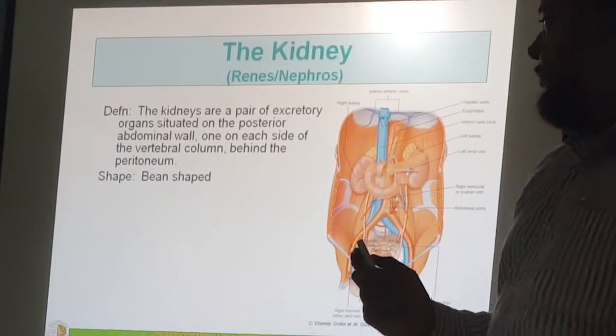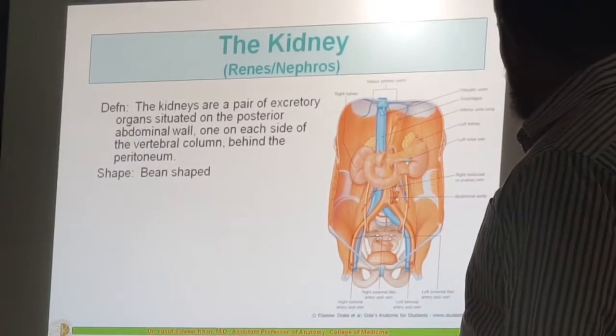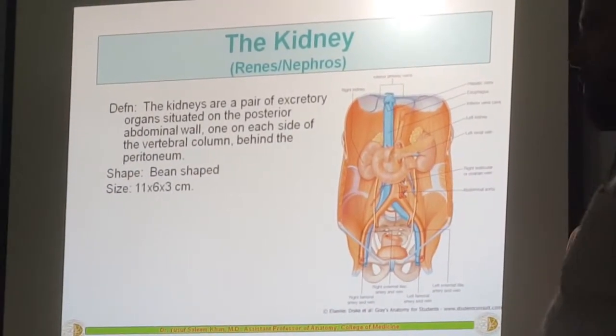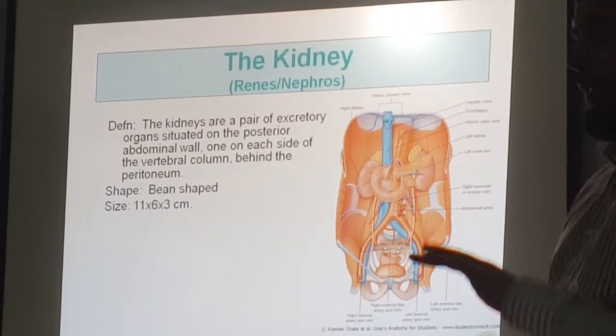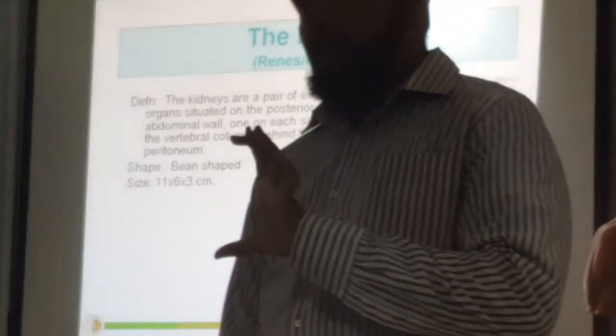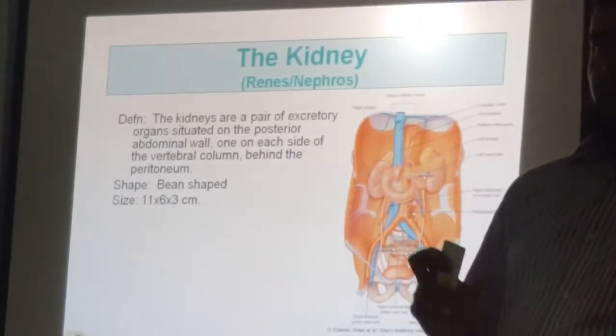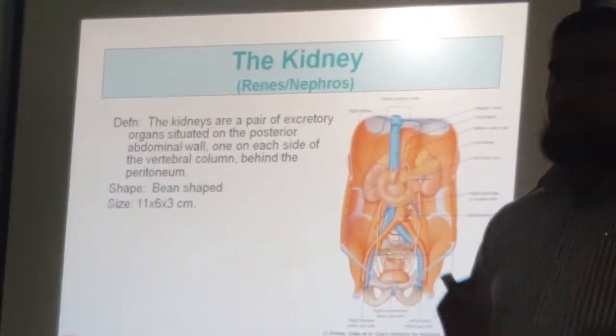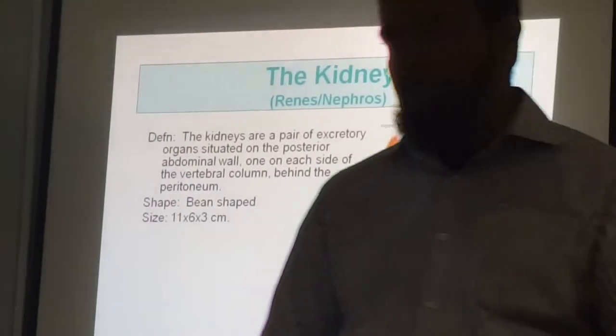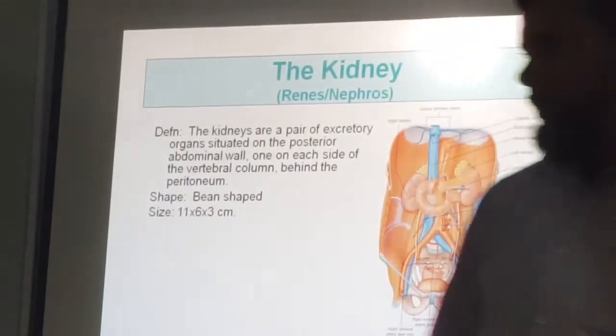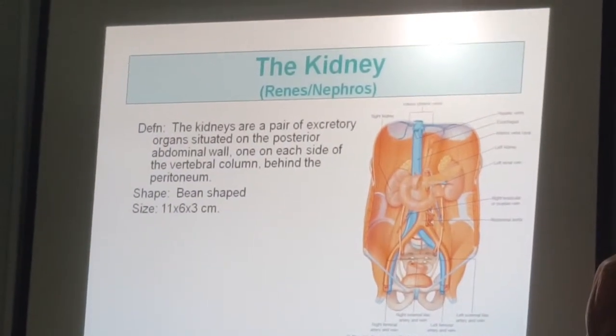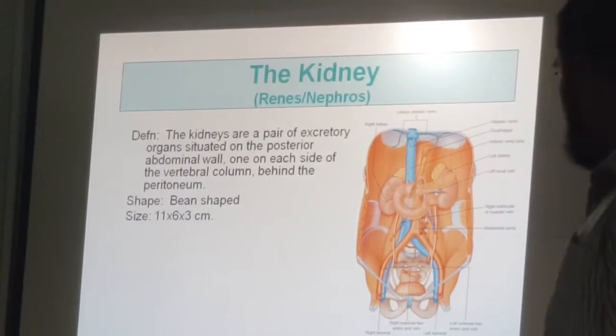The shape looks like a bean. So it is bean shaped, and the size is approximately 12 centimeters in length. Half of that is the breadth, 6 centimeters, and the thickness is half of that, 3 centimeters, so 12 into 6 into 3. This is the length, breadth, and thickness of the kidney.